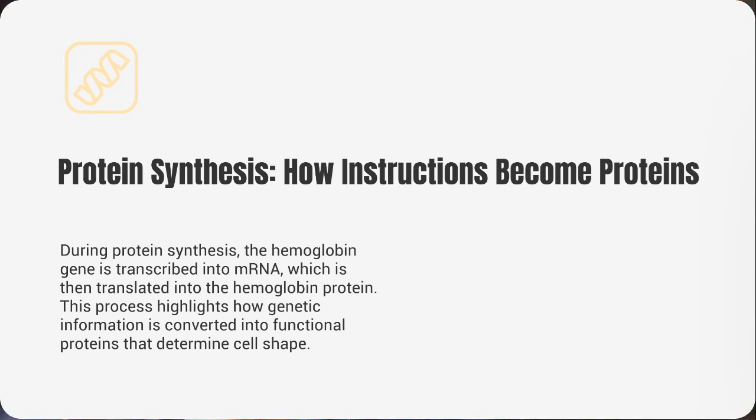Protein synthesis. Well, we know that ribosomes are where proteins are made. Your messenger RNA is going to have the codons, and those codons are going to give the information to code for specific amino acids. So during protein synthesis, the hemoglobin gene is transcribed into mRNA, which is then translated into the hemoglobin protein. So the hemoglobin gene is transcribed in the nucleus, and it's transcribed into messenger RNA. Messenger RNA can exit the nucleus and then is translated at the ribosome into the hemoglobin protein.